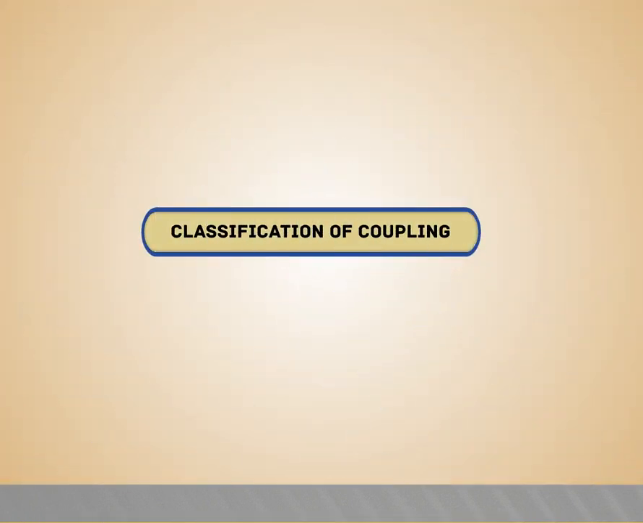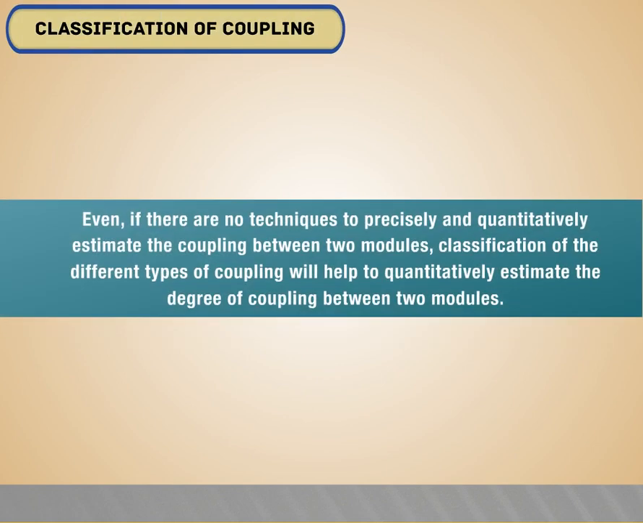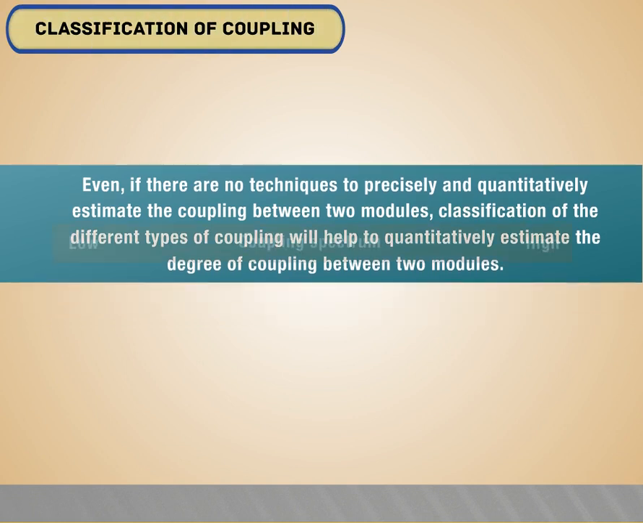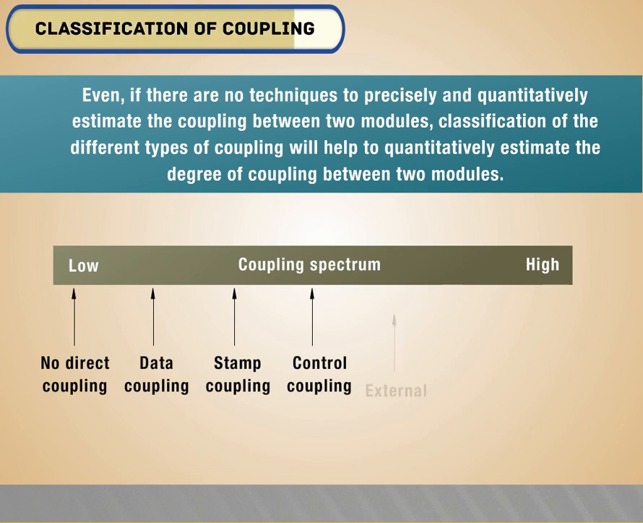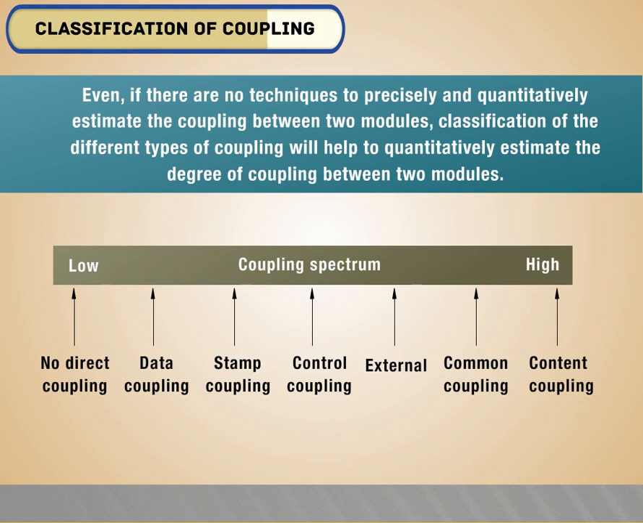Classification of coupling. Even if there are no techniques to precisely and quantitatively estimate the coupling between two modules, classification of the different types of coupling will help to estimate the degree of coupling between two modules. No direct coupling, data coupling, stamp coupling, control coupling, external coupling, common coupling, content coupling.